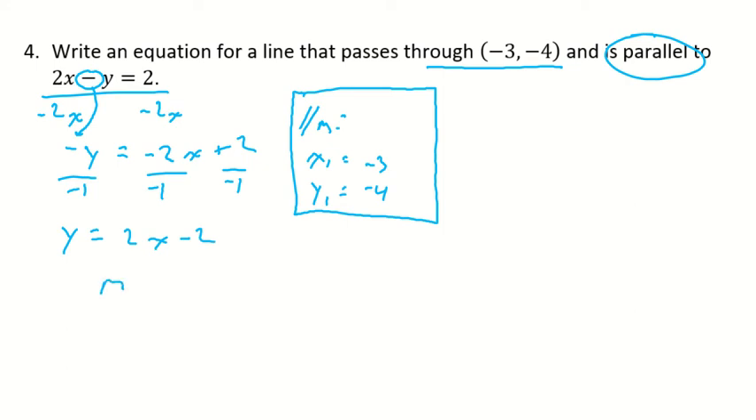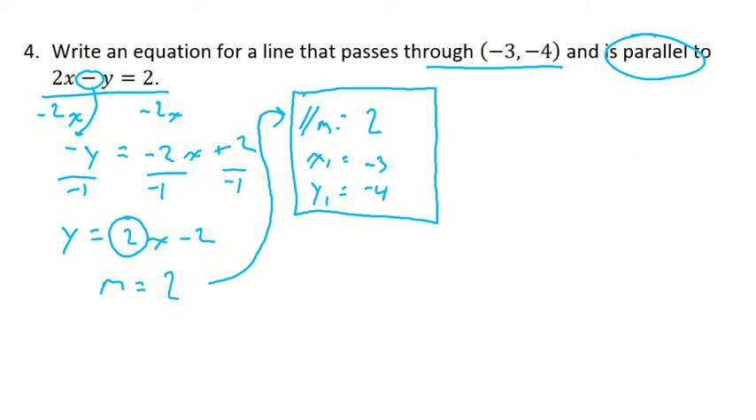Now that we have the equation in slope-intercept form, we can find what the slope is. Remember, that's the coefficient of the x term in slope-intercept form. And so the slope is 2. That now we'll use to find a parallel slope. Now remember, parallel lines have the same slope. So if the slope of the given line was 2, the parallel slope is also 2.